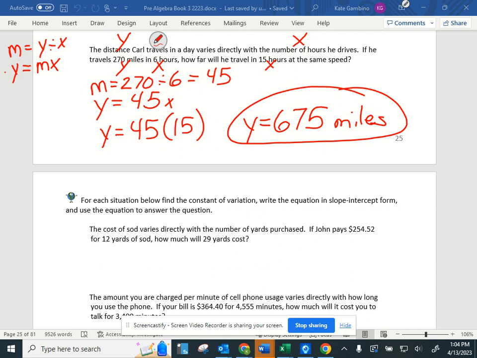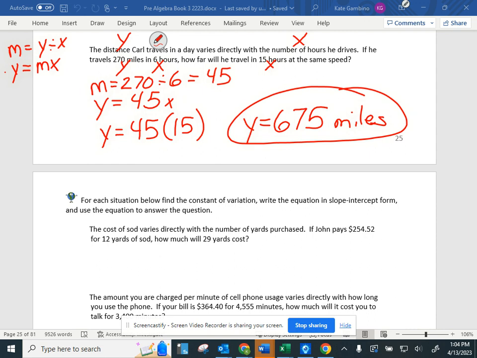So if we're filling in the x, do we have to do opposite operations? No, because y is already by itself. But if we fill in for the y, we need to get the x by itself. That's when we do opposite operations.